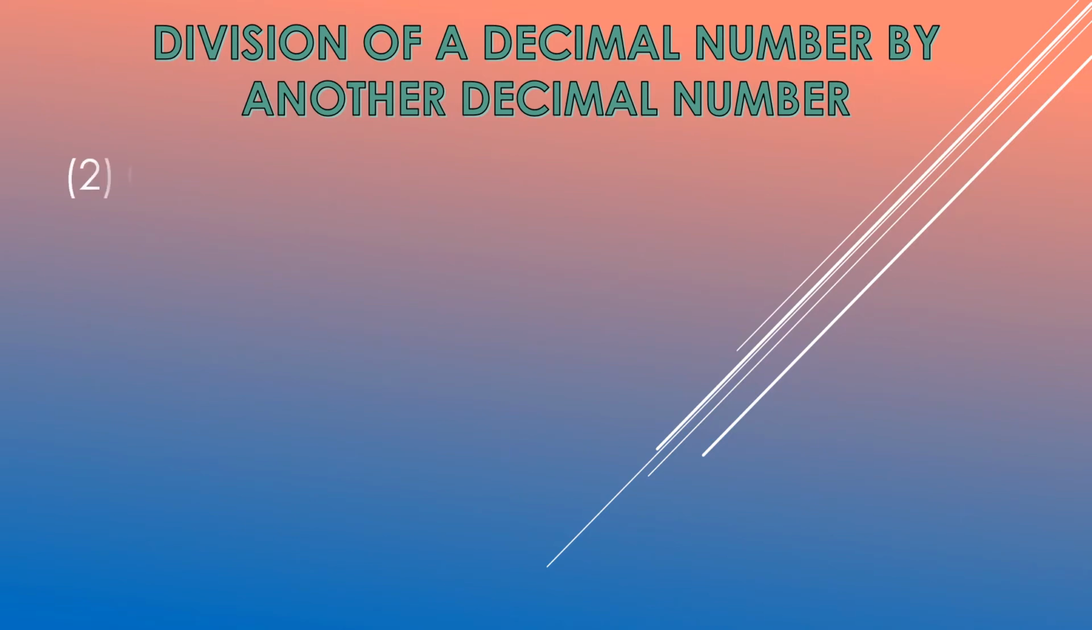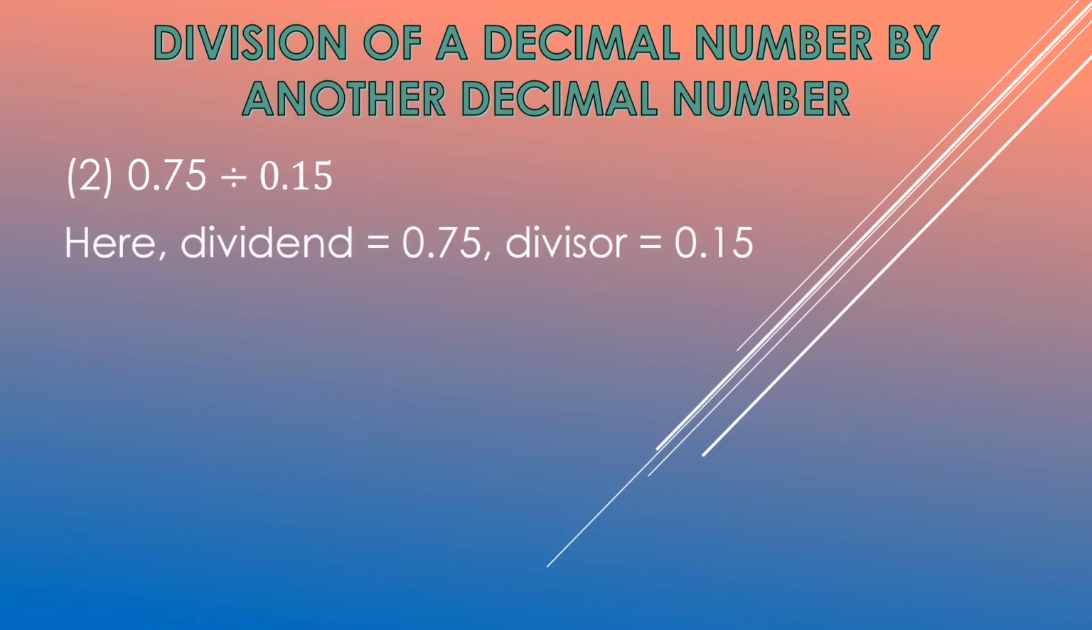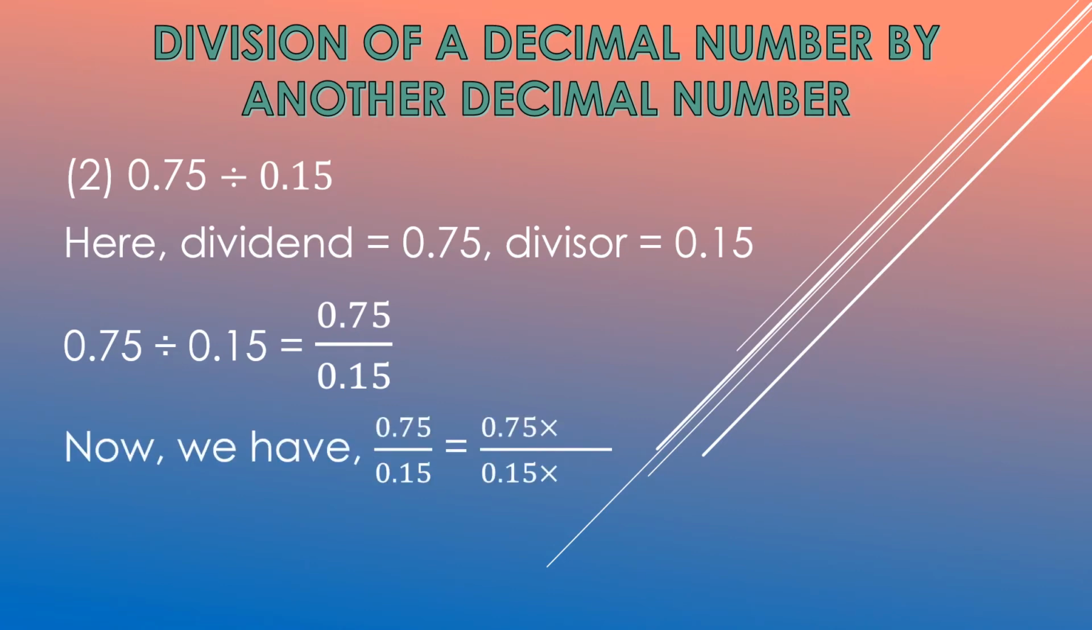Question number 2. 0.75 divided by 0.15. Here dividend is equal to 0.75 and divisor is equal to 0.15. Now write it as fraction. So 0.75 divided by 0.15 is equal to 0.75 upon 0.15. If there is a decimal point in the divisor, we first need to remove the decimal point and change the divisor into a whole number. See, 0.15 has 2 digits after decimal. So we multiply the numerator and denominator by the same number 100 to get an equivalent fraction.